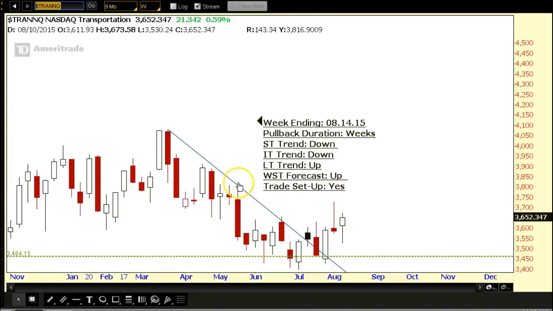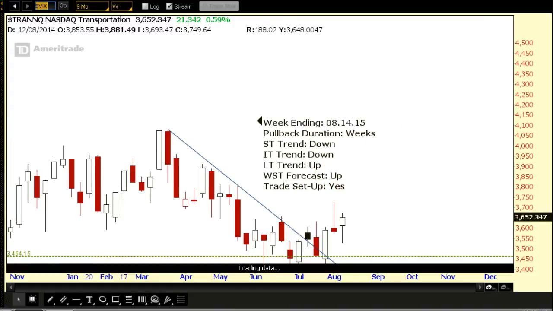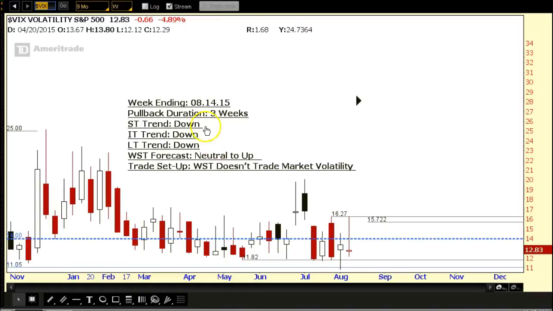Then we have the NASDAQ Transportation. You can read all this if you like. I've got to cut this short. Then we have the VIX. That measures volatility on the S&P 500 stock market. You can read all of this.